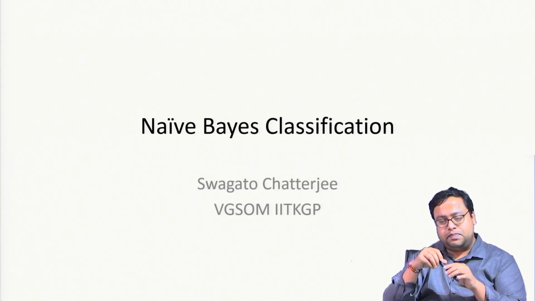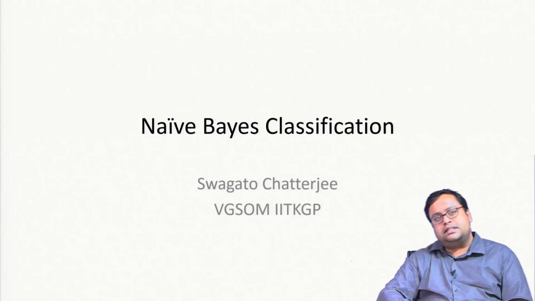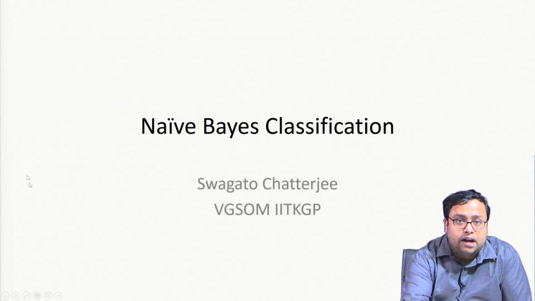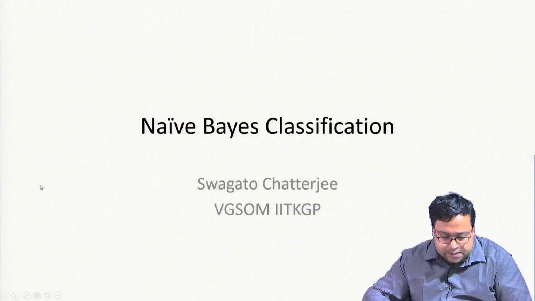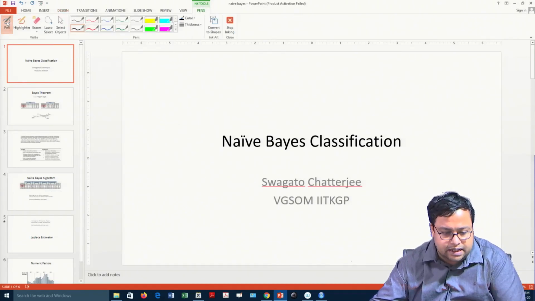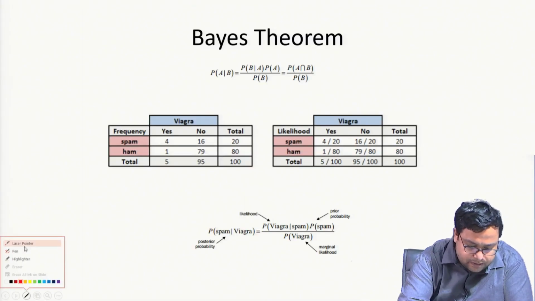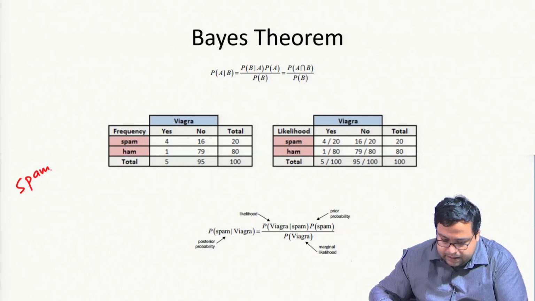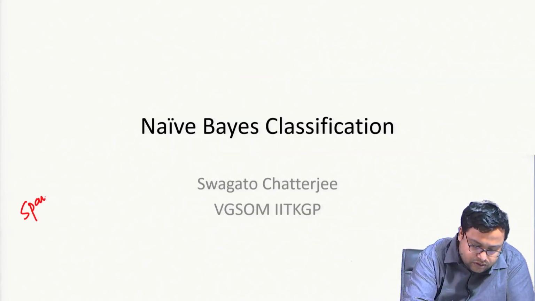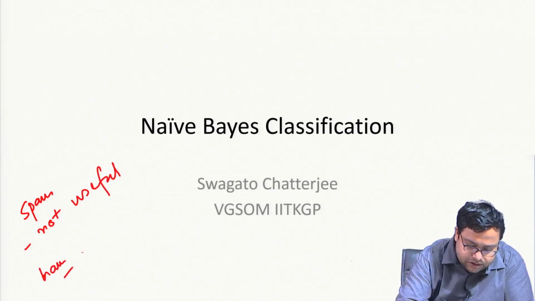Why are there these two terms? Basically, in your email, whatever mail comes, or in your SMS box, whatever SMS comes, whatever is useful to you is something called ham, and whatever is not useful to you is something called spam. So, this is how we name spam and ham. Ham is something which is useful and spam is something which is not so useful.